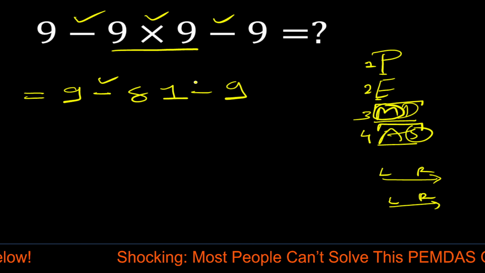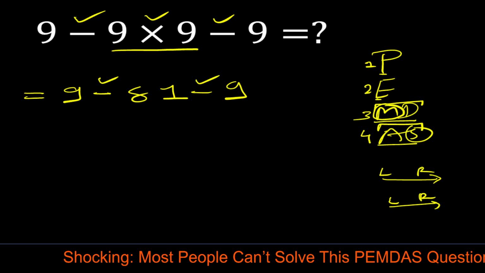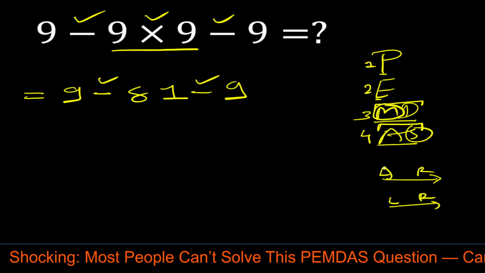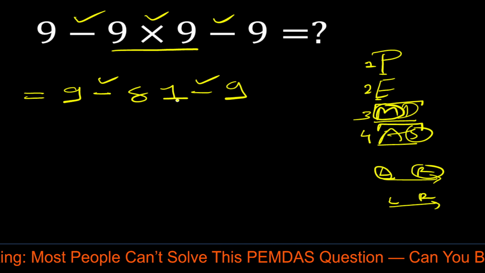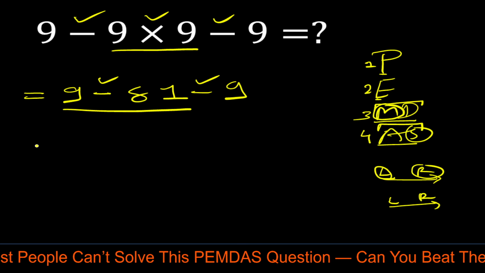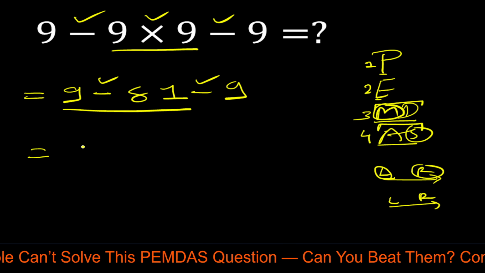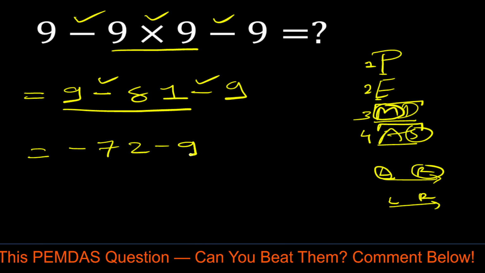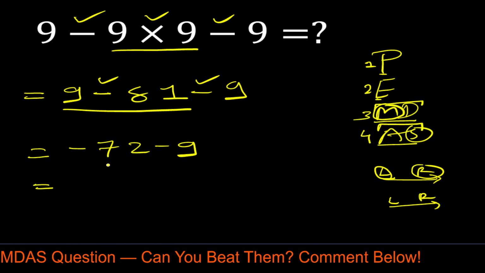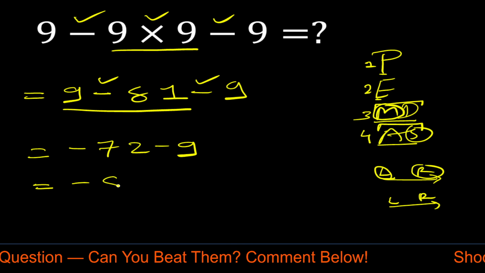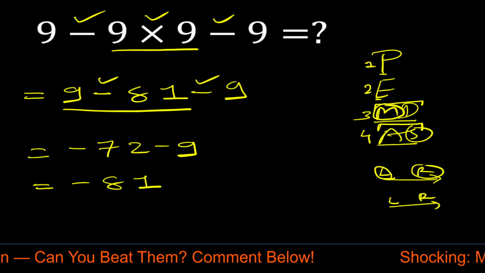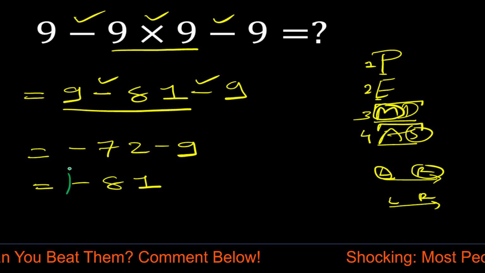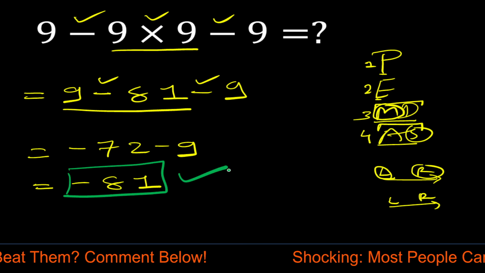So now here we have subtraction, and here subtraction, and both have equal priority, so we have to solve it from left to right. So first we have to solve this subtraction. So 9 minus 81 is equal to minus 72 minus 9. So now minus 72 minus 9 is equal to minus 81, right? So the correct answer is minus 81.